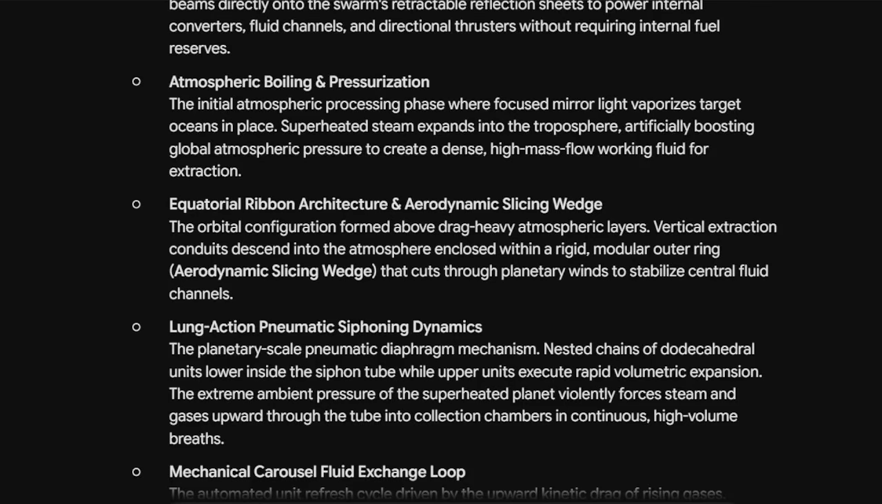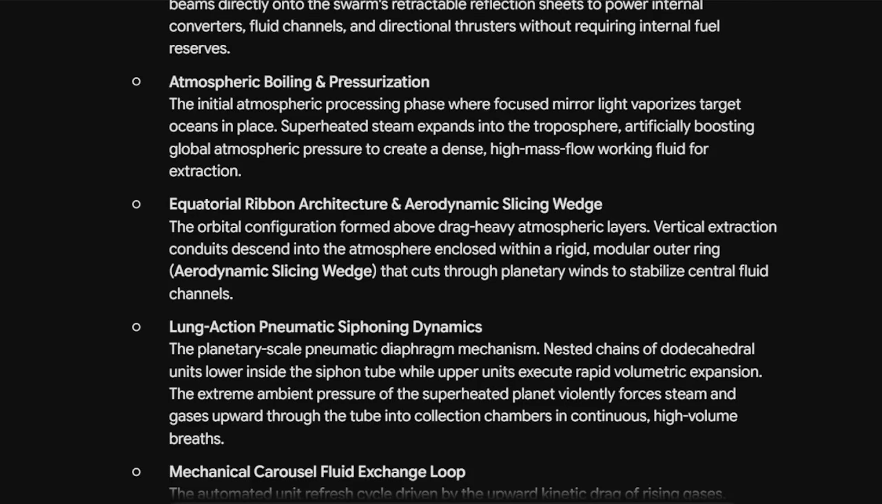Equatorial ribbon architecture and aerodynamic slicing wedge. The orbital configuration formed above drag-heavy atmospheric layers. Vertical extraction conduits descend into the atmosphere enclosed within a rigid, modular outer ring, the aerodynamic slicing wedge, that cuts through planetary winds to stabilize central fluid channels.